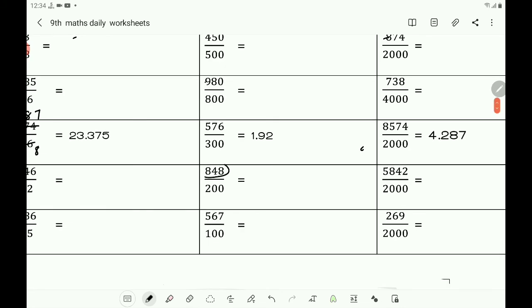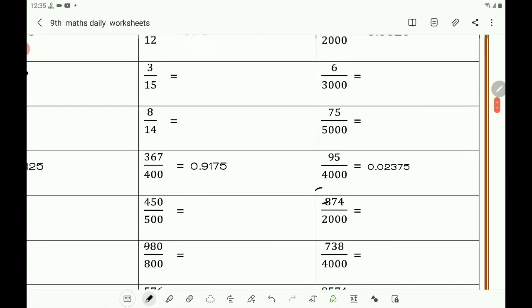So here 848 is there divided by 200. You know that it is divisible by 2. Both of them, 848 and 200, are. Then you divide it by 2. You will get 100 here. And 2 fours are 8, 2 twos are 4, 2 fours are 8. 424 by 100 can be easily converted into decimals. Similarly, this you can convert easily. 567 by 100 is there. And in front of 1, 2 zeros are there in the denominator. So you can convert it.